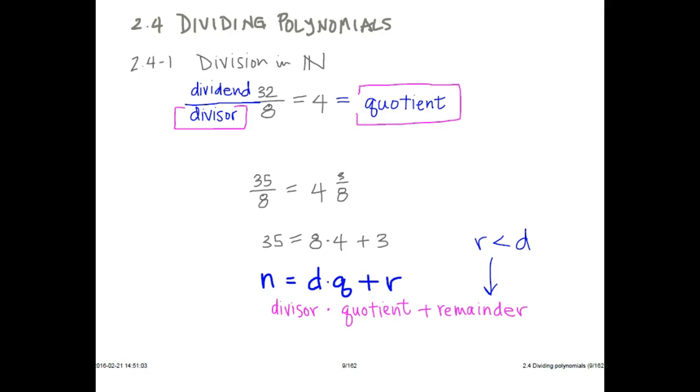Now, notice that the remainder is always less than the divisor. If it weren't, it would not be a remainder. We'd have had another factor of 8 in the original thing. And if we like, we can look at this first division that we did of these two numbers as the quotient plus the remainder divided by the divisor.